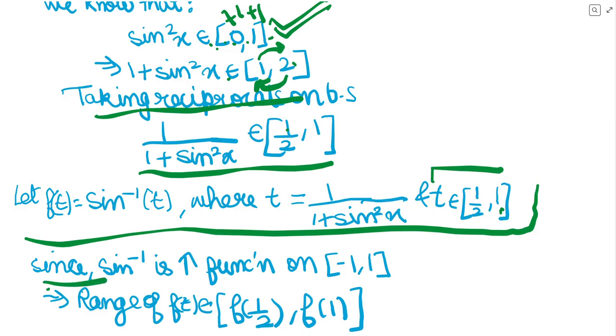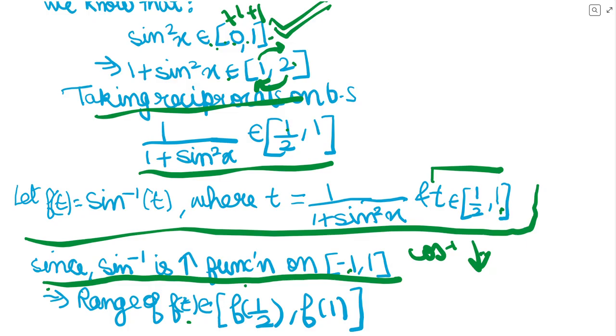So we know that sine inverse is an increasing function, and for your reference, if cos inverse is there in some question, it is a decreasing function. Remember, sine inverse is increasing. And it is increasing on the domain from -1 to 1, right? So that is the domain on which it is increasing. So now the range of f of t.